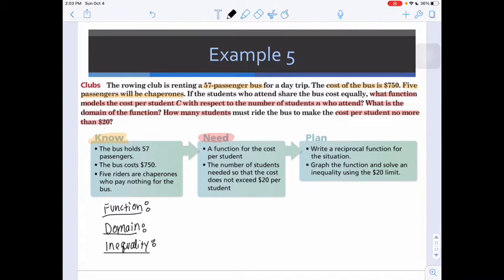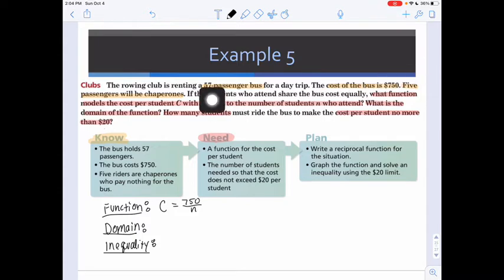The first thing we want to make is a function that represents the situation. So we know we're looking for the cost, and the cost is $750, but that is divided up among every student who is on the bus. So that would be divided by N, since N is the number of students and C is the cost per student.